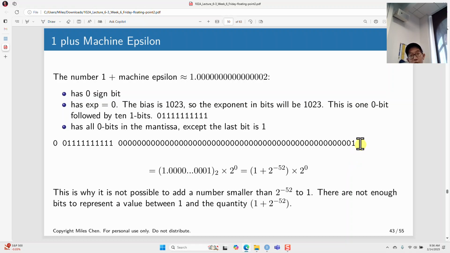And we can see I don't have a way to add 2 to the negative 53, because I only have 52 bits here. If I want to add 2 to the negative 53, I need another bit in the mantissa, but I'm allocated only 64 bits, so I can't fit in anything else. So the smallest value I can add to 1 is 2 to the negative 52. That's going to be 1 plus machine epsilon. Does that kind of make sense?